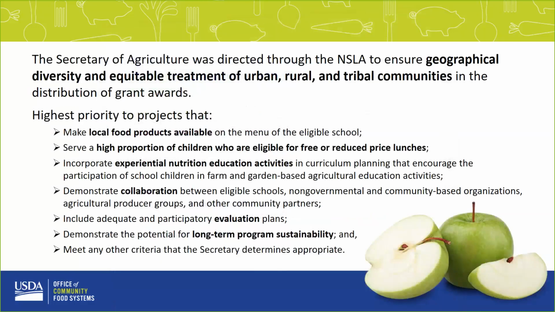The National School Lunch Act legislation provides our office with some goals and parameters of the grant program. For example, it instructs our office to ensure that awards are distributed equitably across different types of communities. It also creates some priorities for the grant program, and you'll see these priorities mentioned throughout the RFA. For example, the legislation puts an emphasis on agricultural education alongside local purchasing efforts and encourages USDA to consider long-term program sustainability for grant projects.